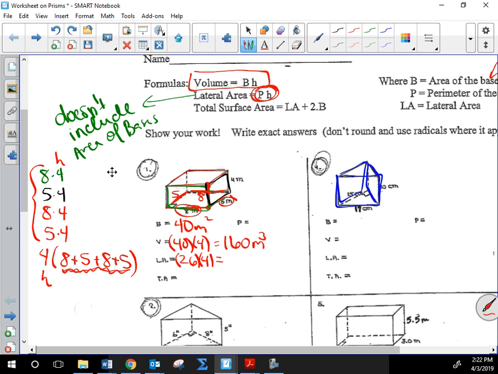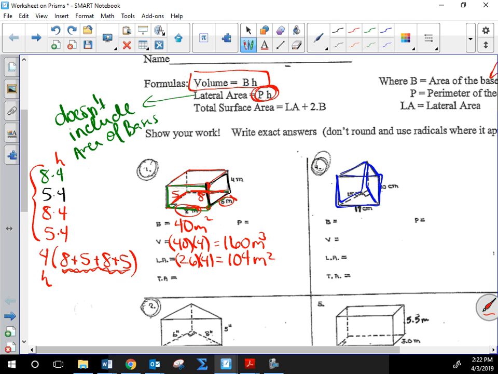Okay, talk with those around you. What's 26 times 4? 104. What would be my units for lateral area? Is it meters or meters squared? Squared, because it's area.